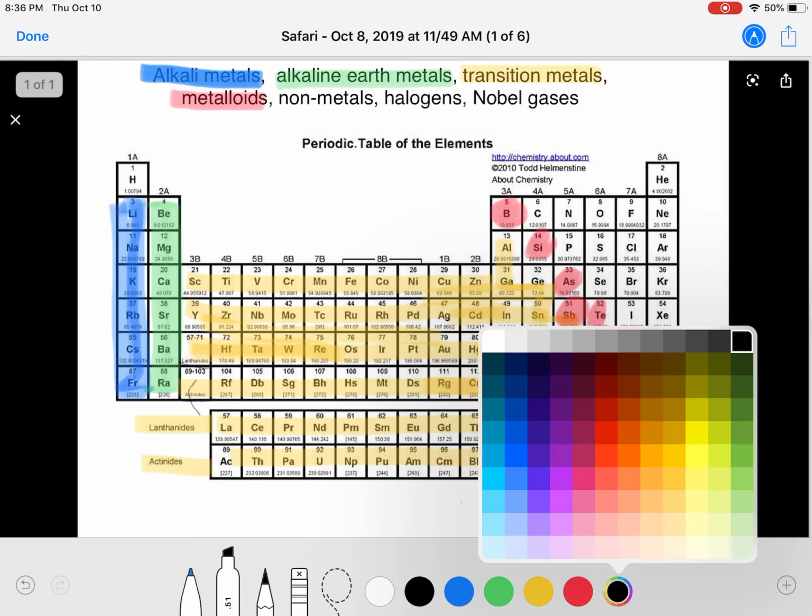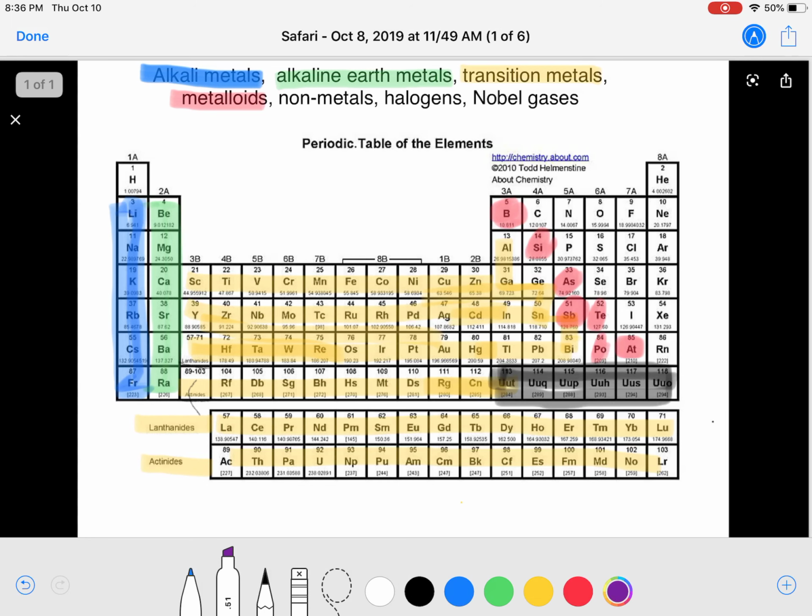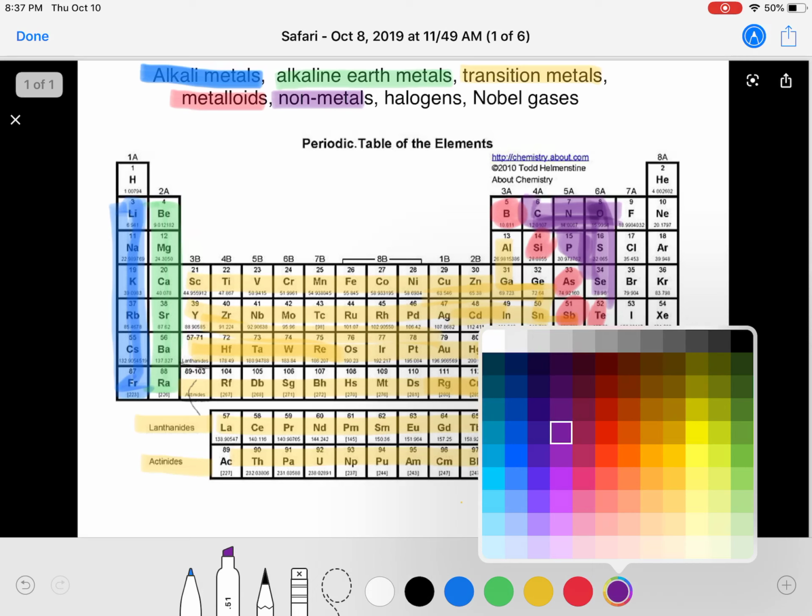So the next one we're going to do this purple for the non-metals. So we have carbon, nitrogen, oxygen, and then sulfur, selenium, and phosphorus in the middle here. So those are our non-metals. Now fluorine, chlorine, bromine, and iodide are also non-metals, but they fall into a different category. So we're going to do them a little differently.